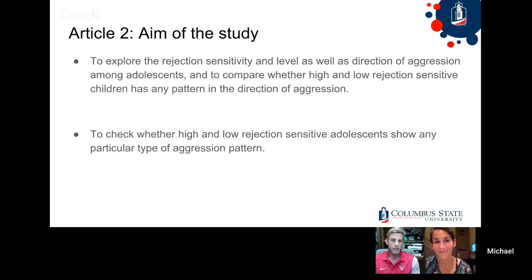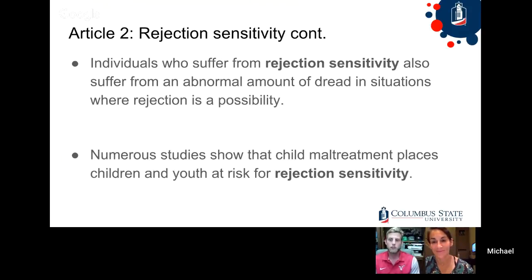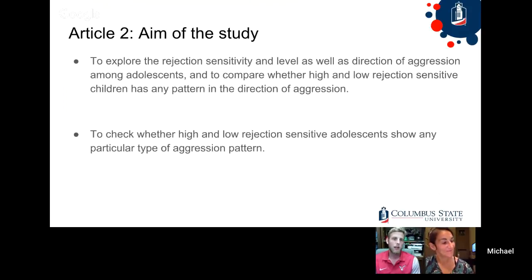Aim of the study: to explore the rejection sensitivity and levels as well as direction of aggression among adolescents and to compare whether high and low rejection sensitive children have any pattern in the direction of aggression. To check whether high and low rejection sensitive adolescents show any particular type of aggression pattern.